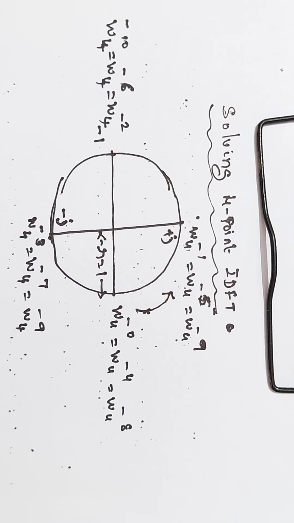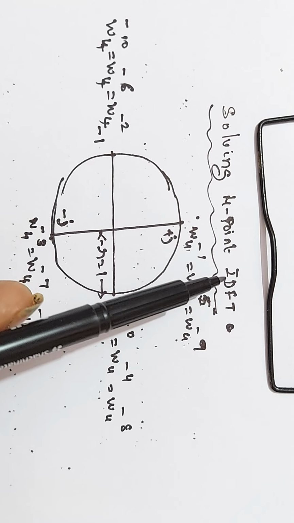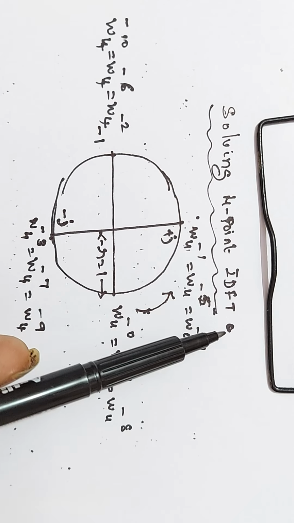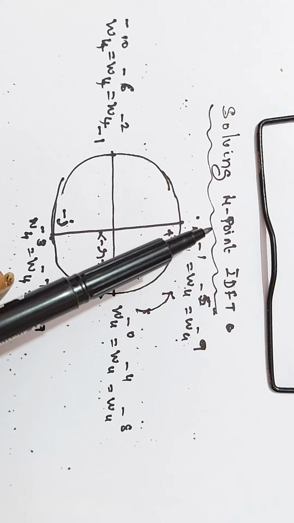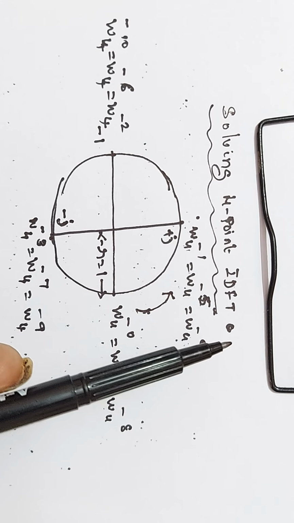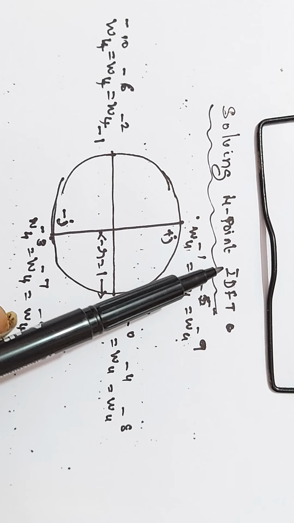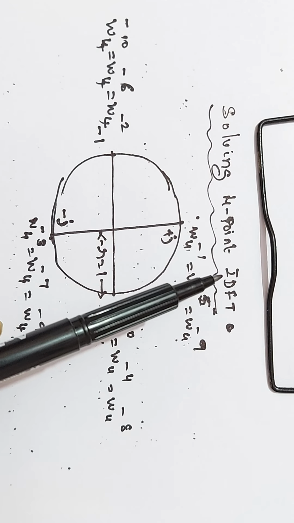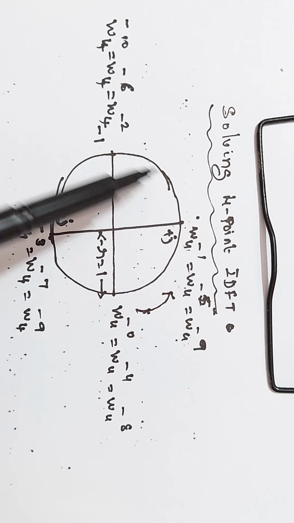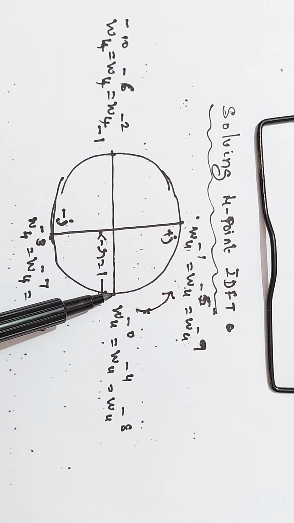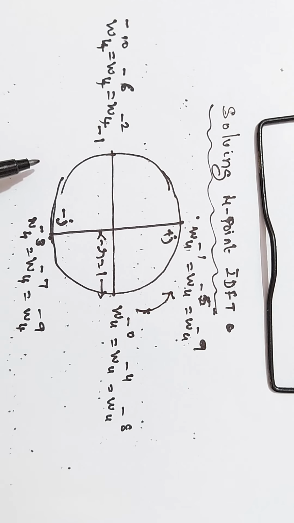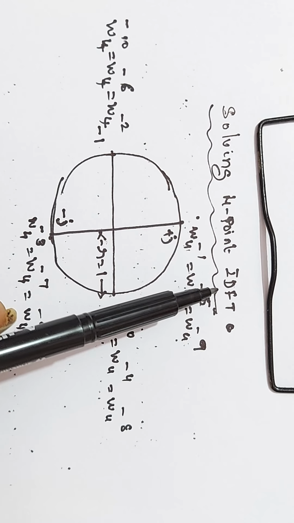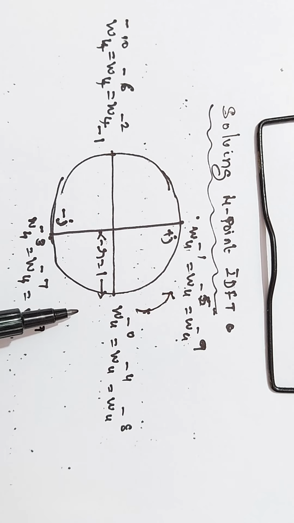Now we shall study how 4-point IDFT are calculated. Similarly, you can solve 8-point, 6-point, 5-point and so on. We shall study only the 4-point IDFT now. We know that all these samples are represented on a circle of unit radius, r equals 1. For positive samples, we represent them in a clockwise direction. IDFT has negative samples. Therefore, we are representing the samples in an anti-clockwise direction.